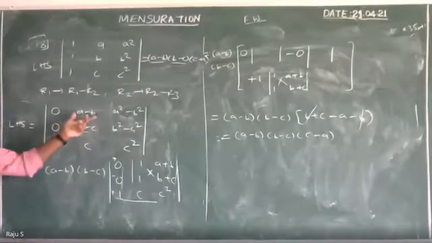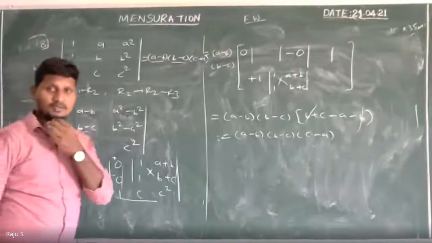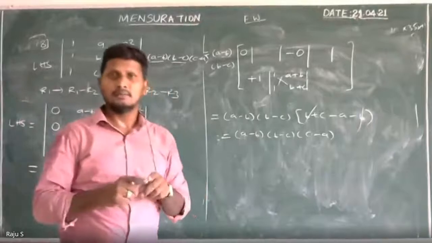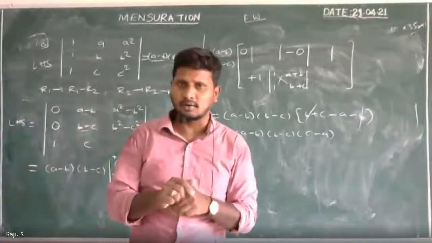Sir, one doubt. Yeah. Sir, for the first row you took A minus C as common, and for the second row you took B minus C as common. How can we take common for one row alone instead of the whole matrix? It is not common for all the elements, but we have taken the common. That is your doubt. Am I right?